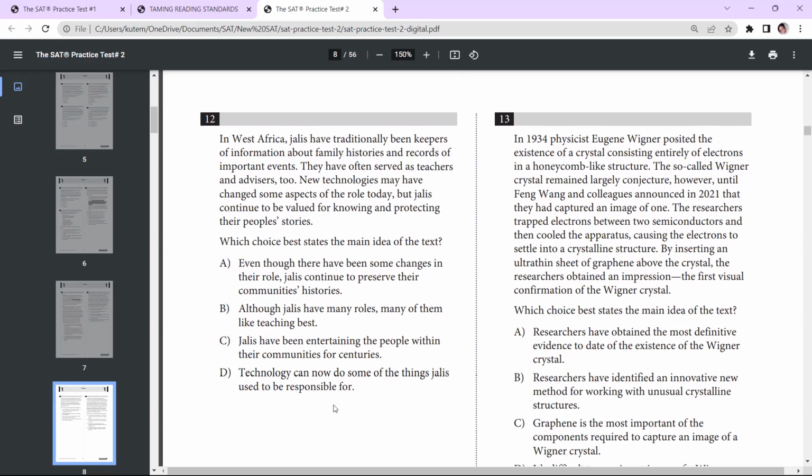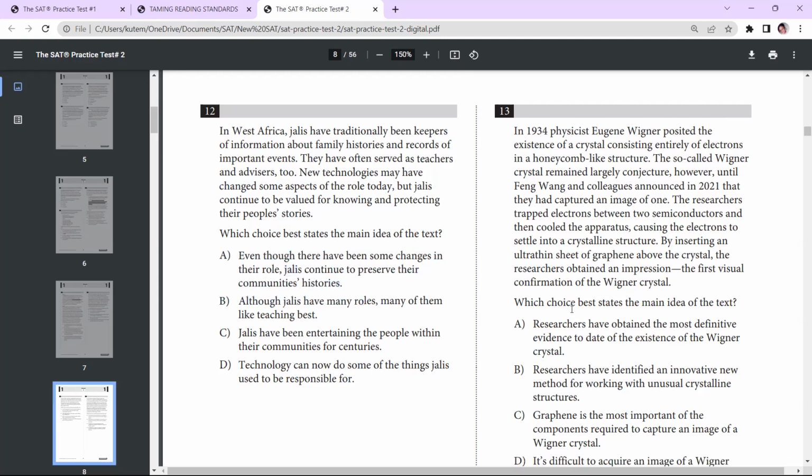D says, technology can now do some of the things Jalis used to be responsible for. Now, this one is an example of something that the College Board uses to mislead you, right? It takes one sentence, which is this part. It says new technologies may have changed and tries to make it the main idea. But remember, we said the main idea is a summary of the entire passage. It has to have information that's talked about throughout the passage. Otherwise, it's not the main idea. Okay, so for this one, A would be our answer, because the main thing that's being said is that they preserve their community's histories.